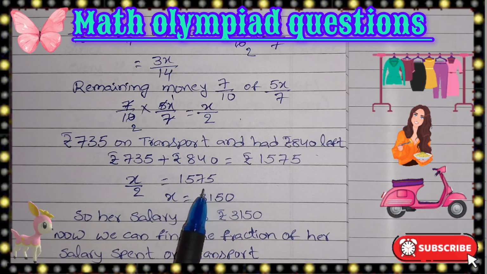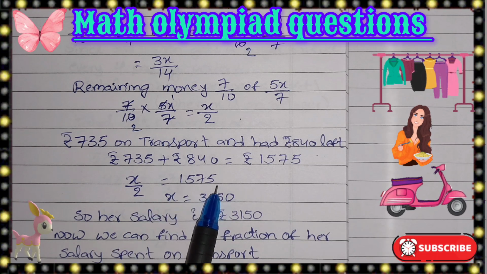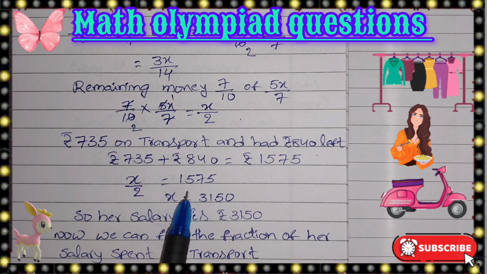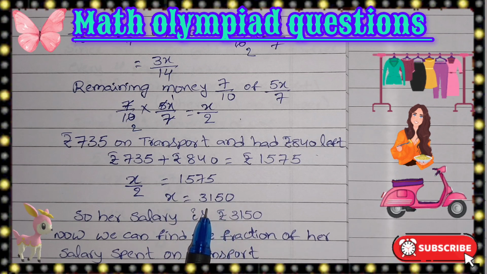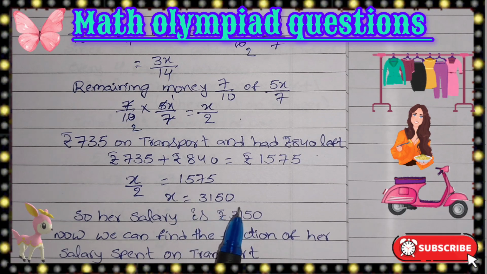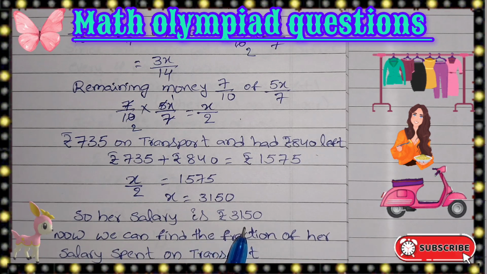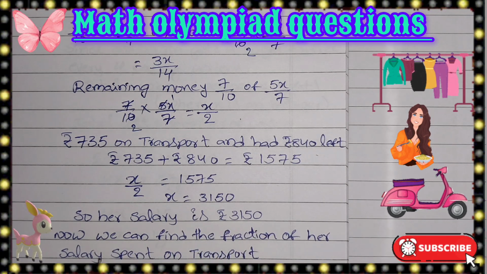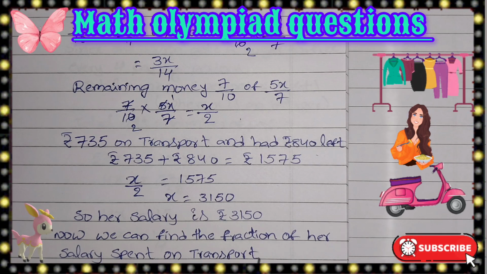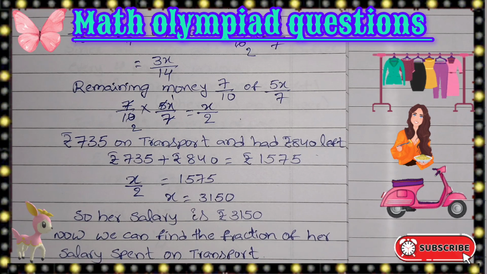x/2 equals 1575. x equals 1575 multiplied by 2 equals 3150. So x equals 3150. Her salary is 3150 rupees. Now we can find the fraction of her salary spent on transport.